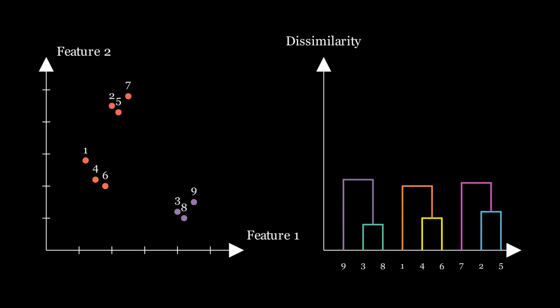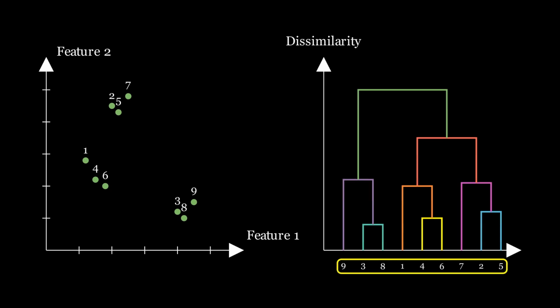Now we continue to merge whole clusters. The group with 1, 4, and 6 merges with the group containing 7, 2, and 5, since they are closest. Finally, the last 2 massive clusters merge at the very top. All observations now belong to a single cluster.